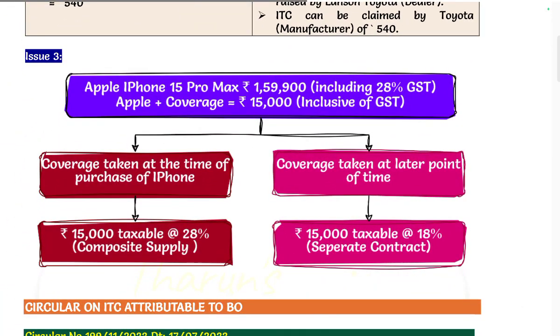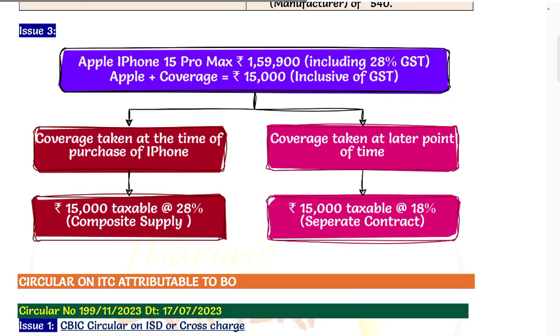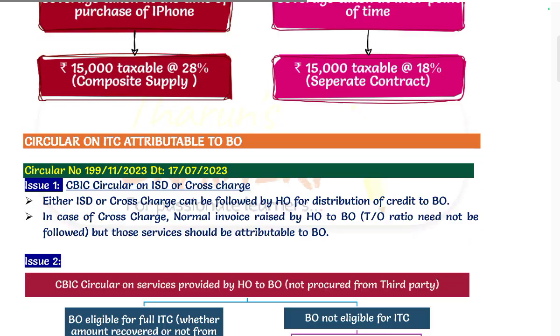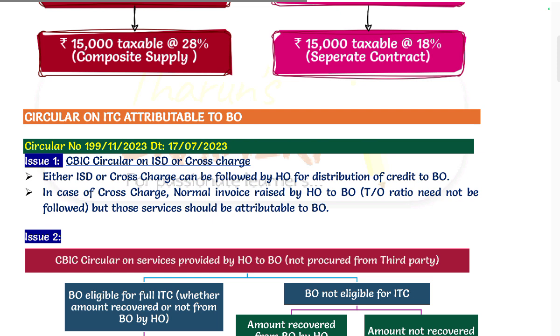Apple iPhone 15 Max at 1,15,000 including 28% GST. Apple Plus coverage at 15,000 including GST. If the coverage is taken by the buyer at the time of purchase of the iPhone, it is taxable at 28%. If the cover is taken at a later point of time, it is a separate contract taxable at 18%.